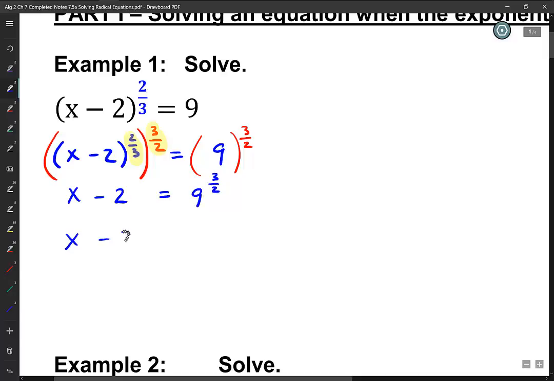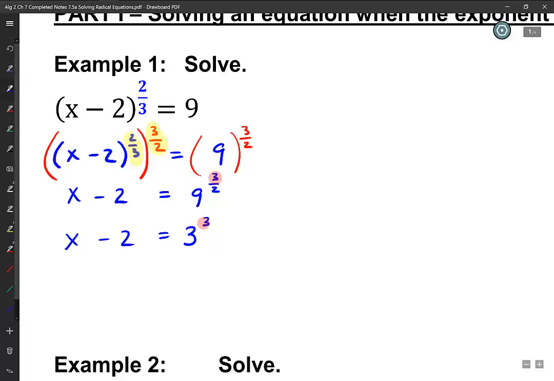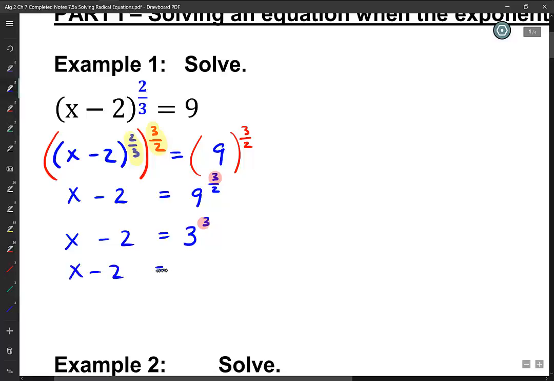Let's think what that means from our work yesterday. The fraction denominator of 2 means the square root of 9. So that means the square root of 9 is 3 raised to the 3rd power. I'm just going to highlight our 2 3's because these are the same 3's carrying down from problem to problem. Here we then have x minus 2 equals 27, so x equals 29.